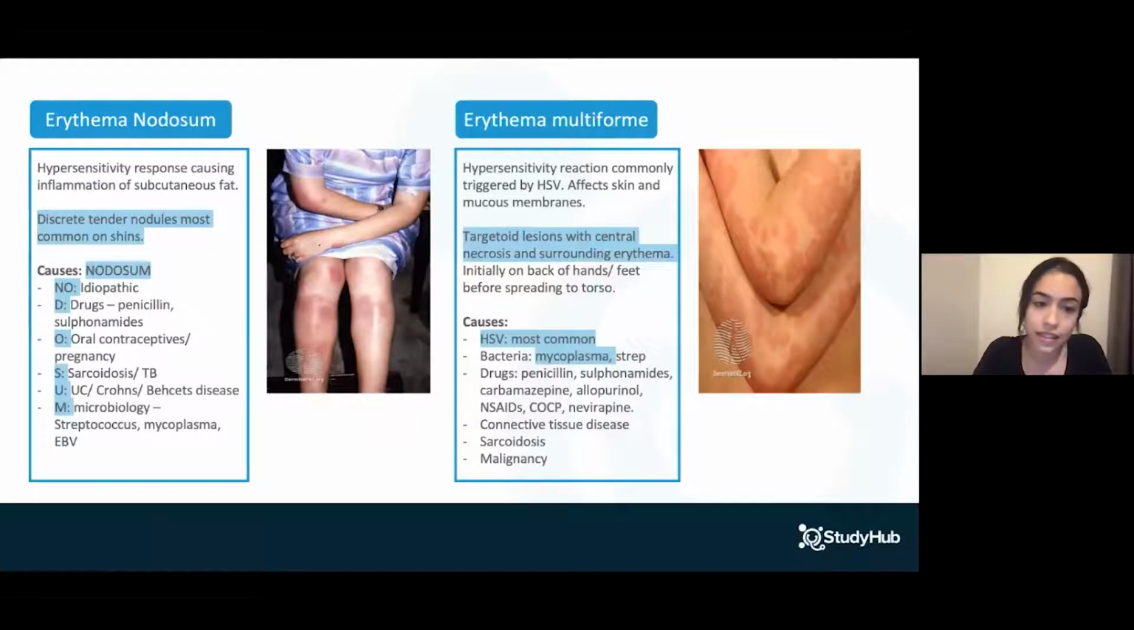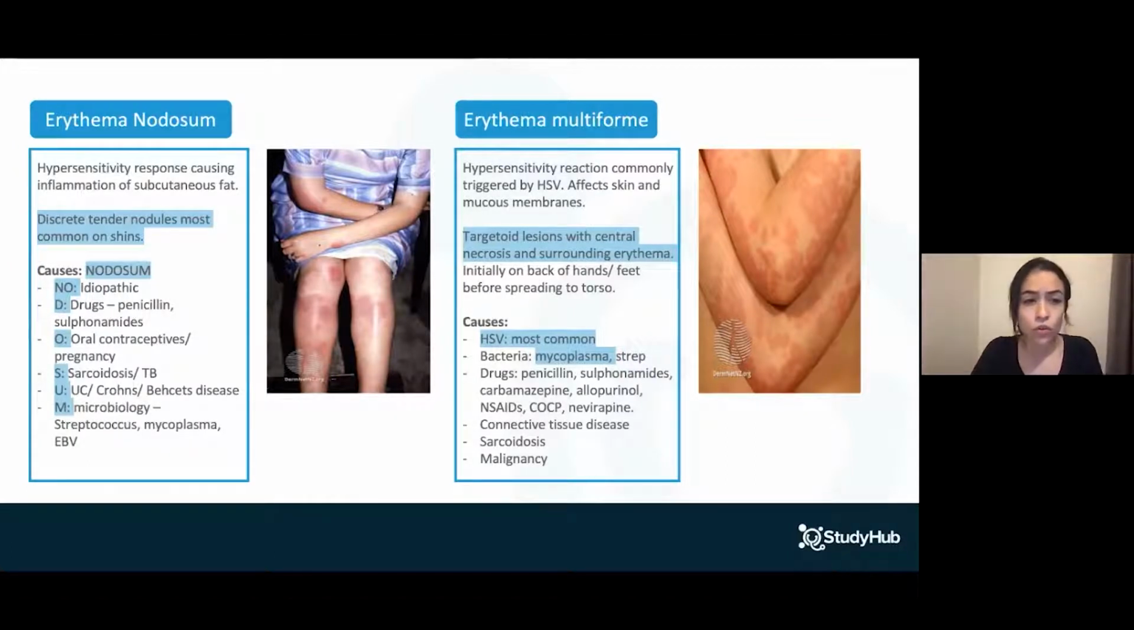Other important things to think about is the fact that it stays for about 1-2 weeks, and then it goes away and it doesn't leave any scars or any atrophy of the skin. Whereas with erythema multiforme, it's these targetoid lesions with the central necrosis and surrounding erythema, but also it presents mainly on the hands and feet before spreading to the torso and the trunk as well. So they have different distribution patterns.